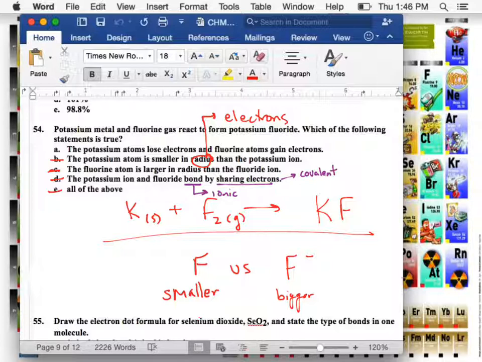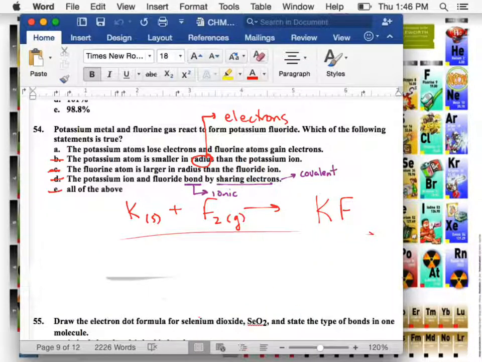And in the case of a true-false kind of question, this is really what you have to do. You have to evaluate every single statement. Don't just evaluate one and say, oh, I think that's true, and move on. Evaluate every single one. So now let's go back. The potassium atoms lose electrons and the fluorine atoms gain electrons. Well, I know I didn't like that, but let's see what happened in the course of the reaction.